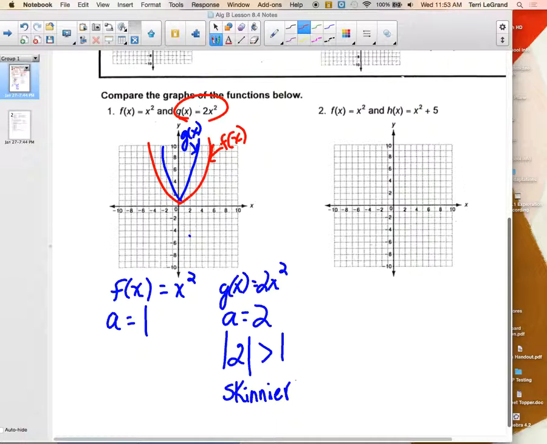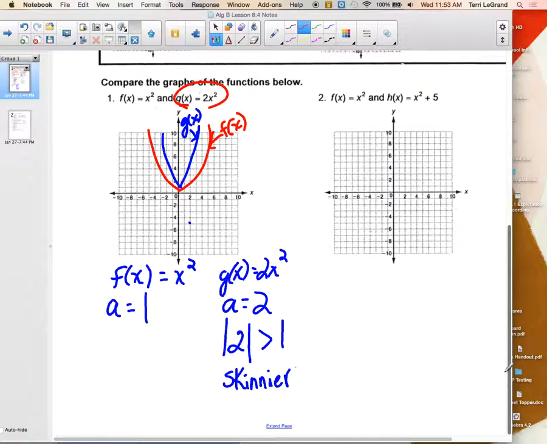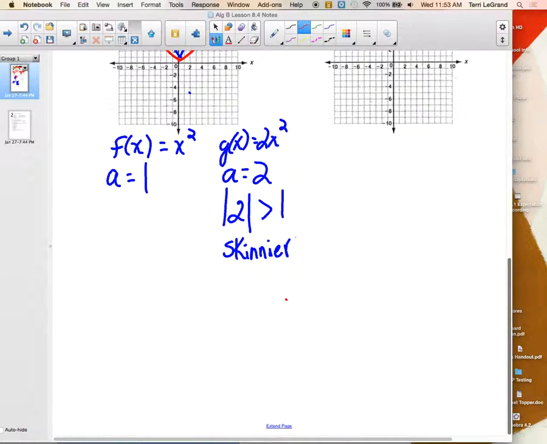Okay? So we're going to talk about the vertex now. Did the vertex move? Or do they have the same vertex? The same vertex. So the vertex didn't change. How come the vertex didn't change? Because the c didn't change. Okay? So let's make that note. That in both of these, c equals 0. And if c does not change, then the vertex does not change.